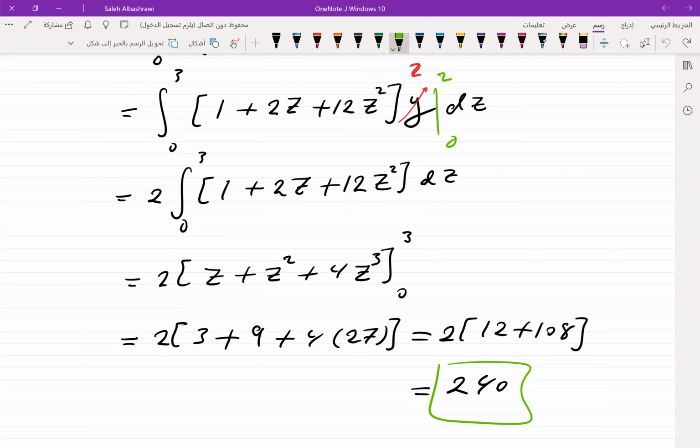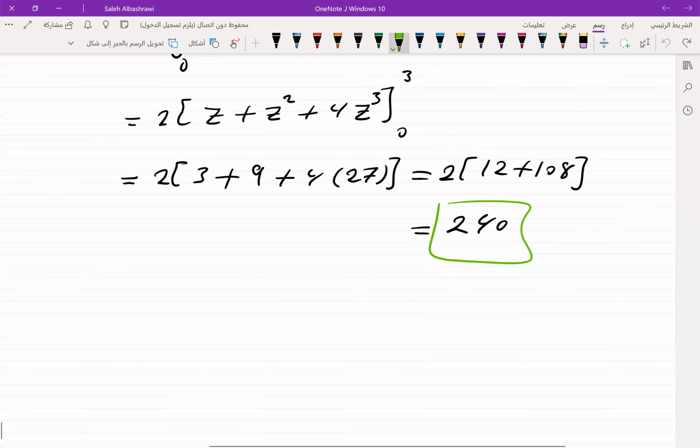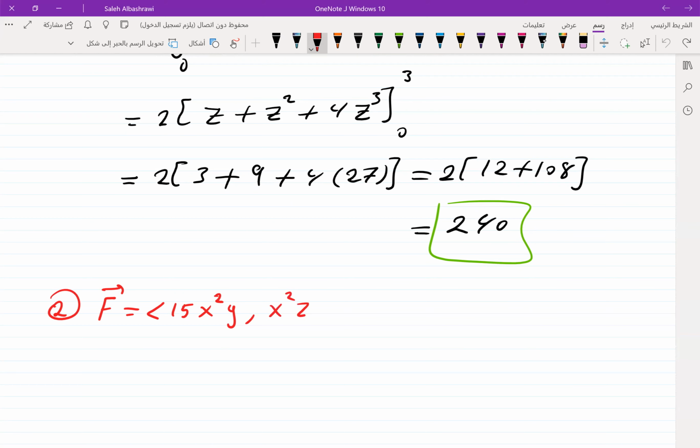Let's have another example. Number 2. Here, F is given by the vector function which is 15x squared y, x squared z, and y to power 4.